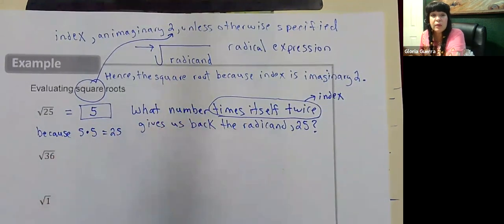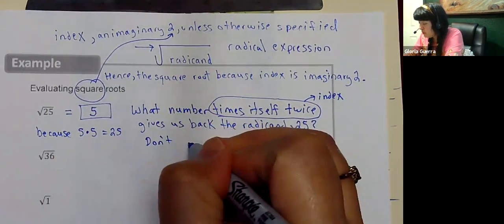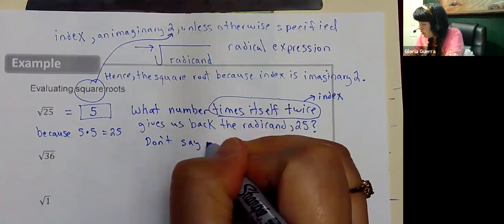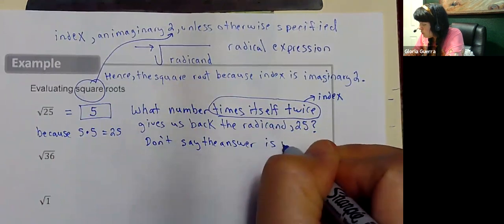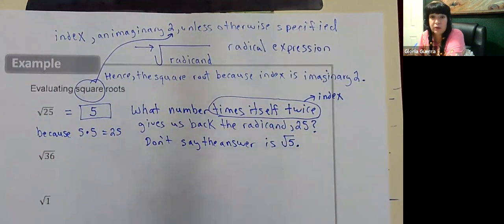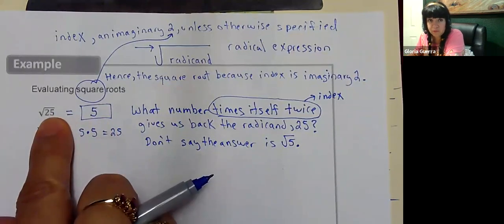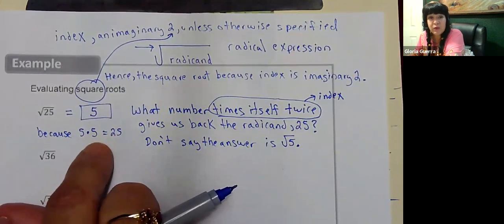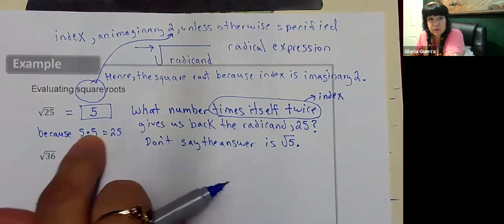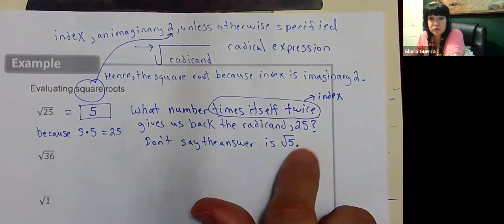Sometimes when students are learning this, they do this, but this is not right. Don't say the answer is the square root of 5. That is not correct. That is wrong. The answer is just 5. The square root of 25 is equal to 5. And why? That's because 5 times 5, a number times itself twice here, is 25. But don't say the answer is square root of 5.